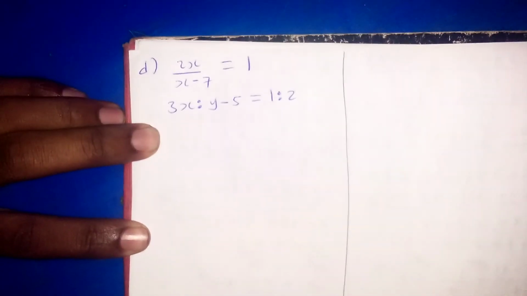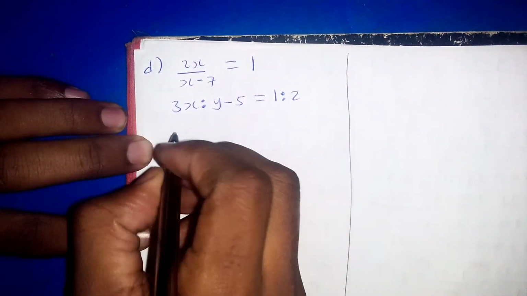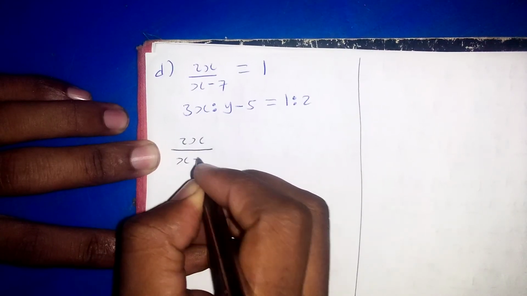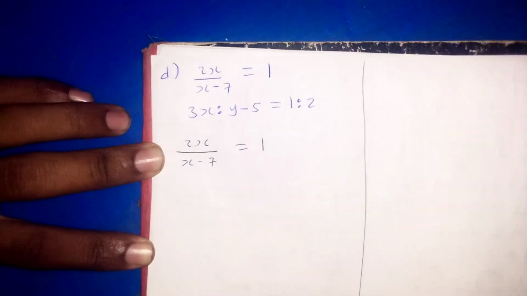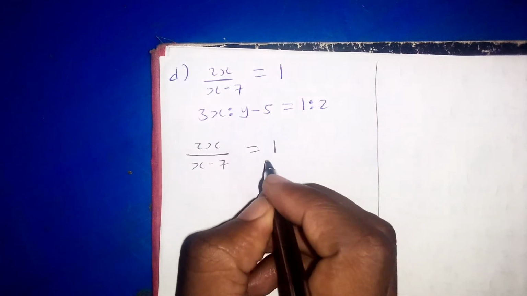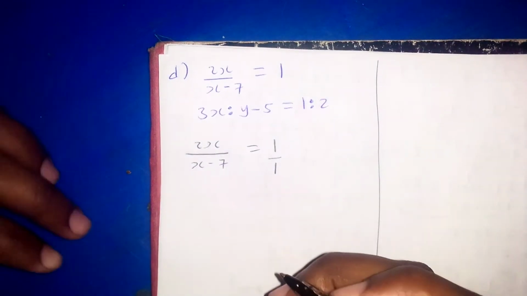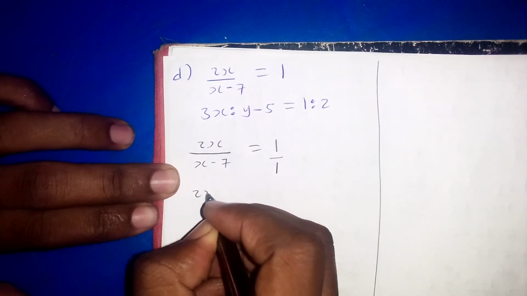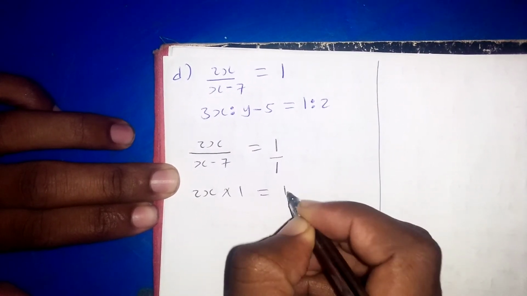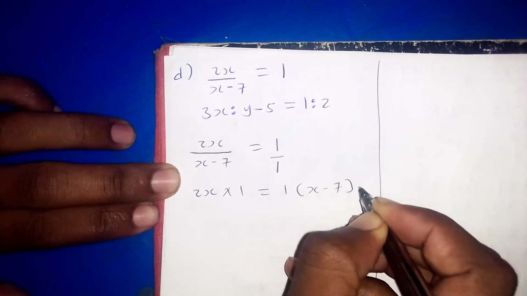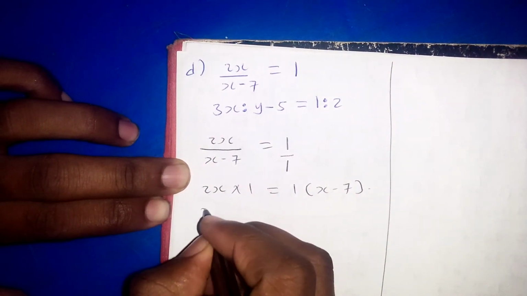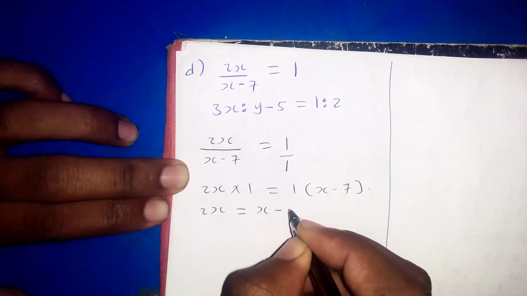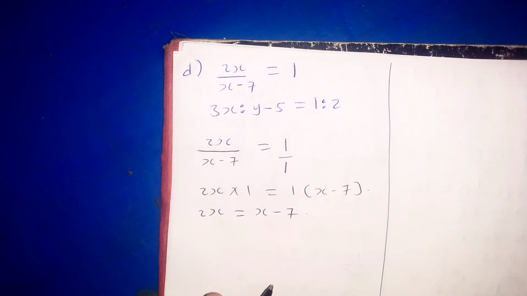So my first step, let me deal with my first equation. I'm given that 2x divided by x minus 7 is equals to 1. So the first step, I'll simply eliminate the fraction by doing what we call cross multiplication. So 2x times 1 being equal to 1 into x minus 7. That is if I cross multiply. So this is simply 2x is equals to x minus 7.